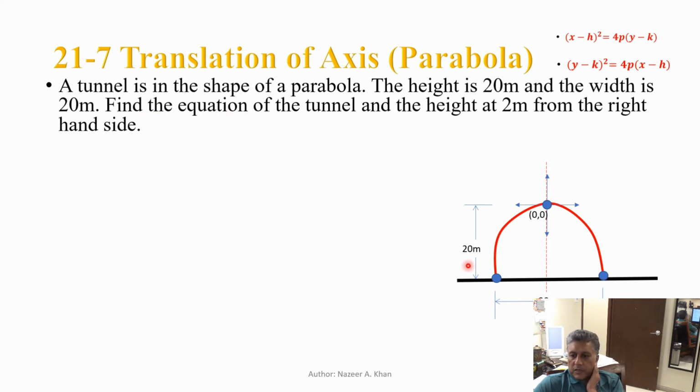We also know, because of the dimensions that are given here, this point, I'm going to go for this point rather than this point. This point is going to be half of 20, so it'll be 10 is the x value, and the y value will be -20.